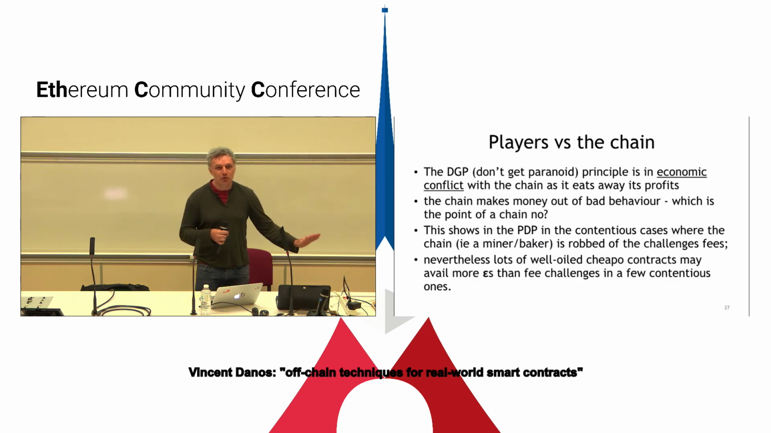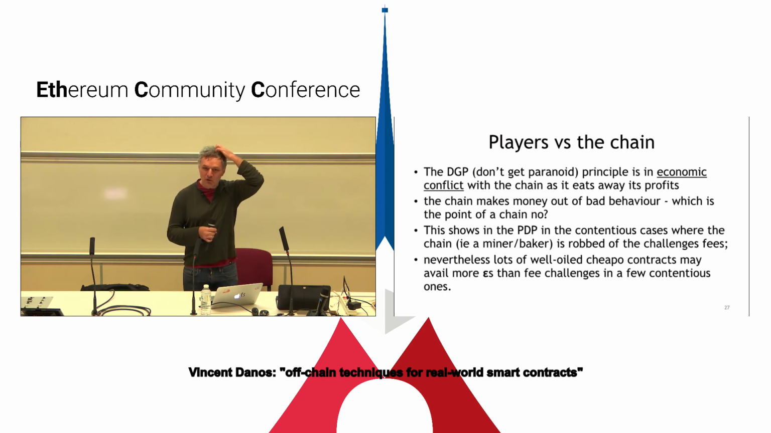And now I want to conclude with that funny little slide, which I call players versus the chain. So the honest path is dominant for the players, which is good, but it's actually terrible for the chain because the chain actually makes money when players misbehave. It makes money out of bad behavior. But by this don't-get-paranoid principle, you only pay the chain, the miners, whoever the stakeholders, if the players misbehave. So there's a kind of misalignment between the money the chain wants to make, if you wish, and the money the players want to make.